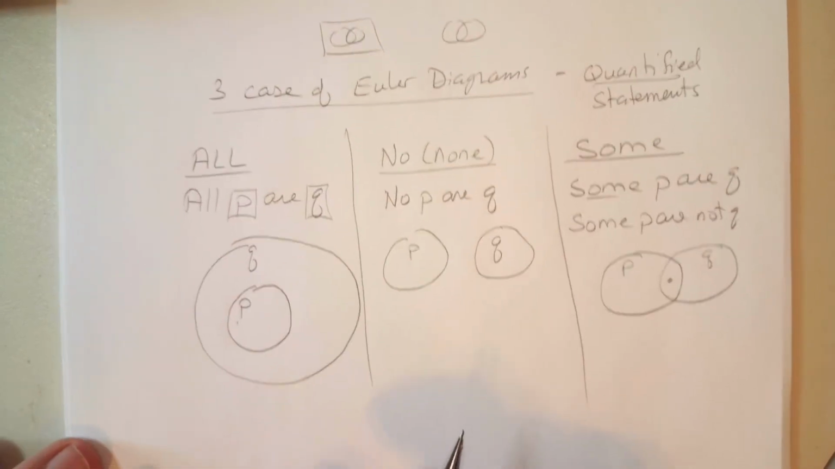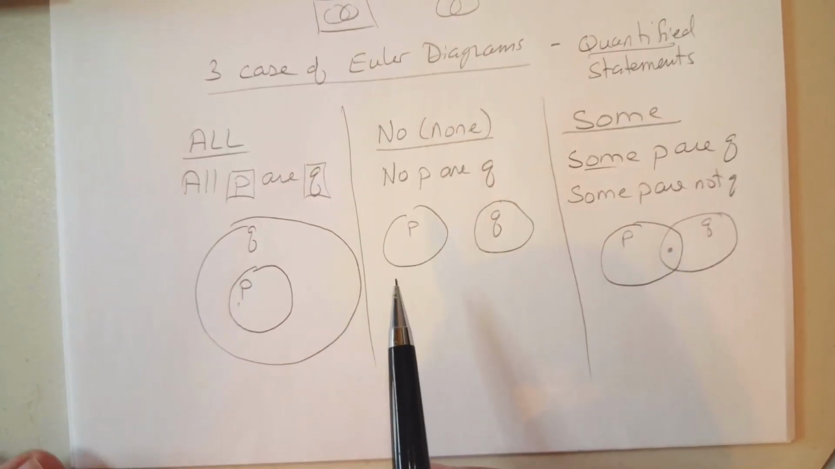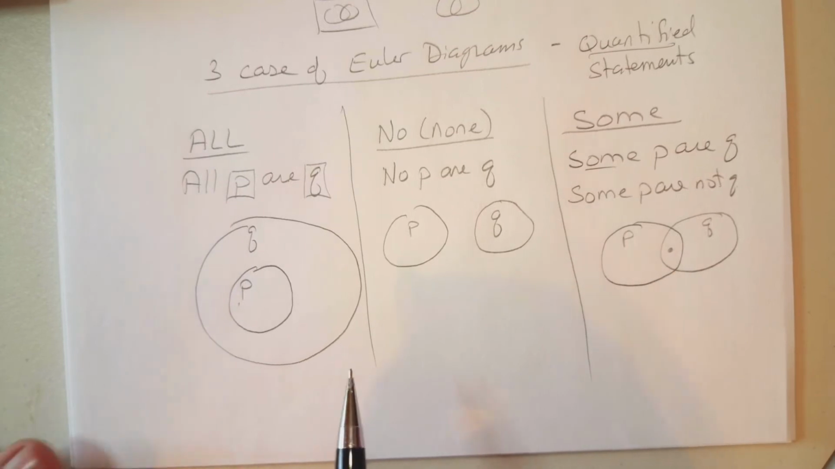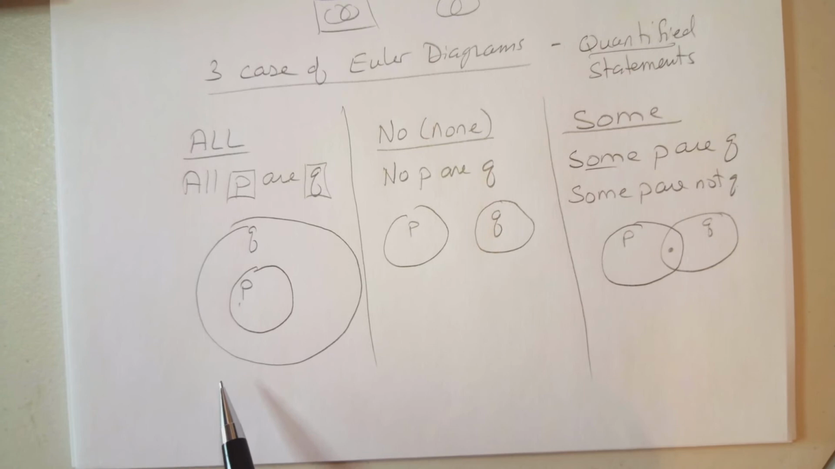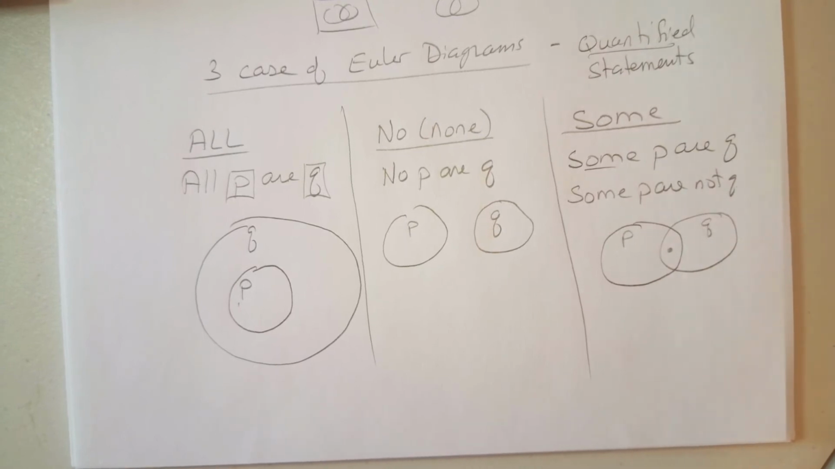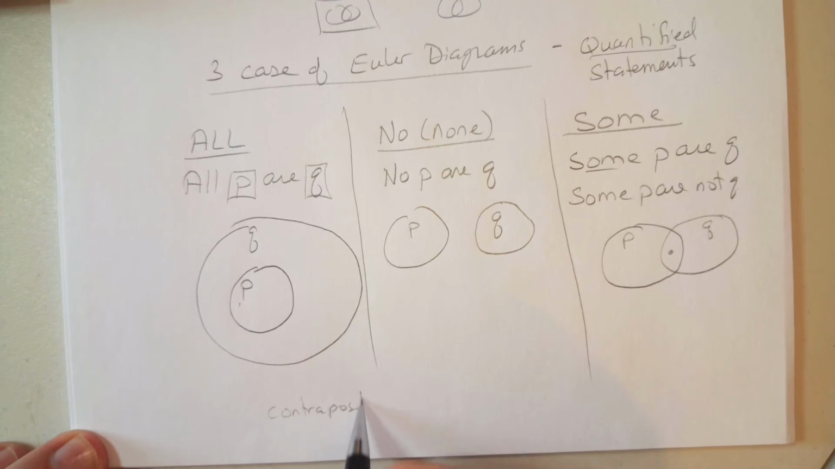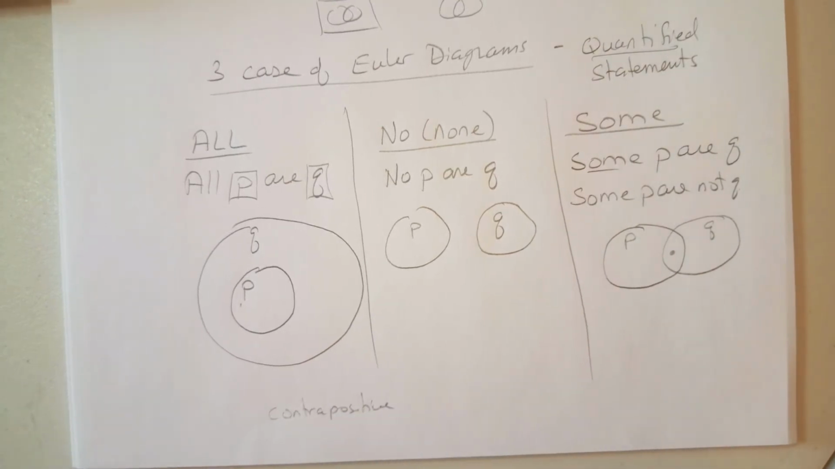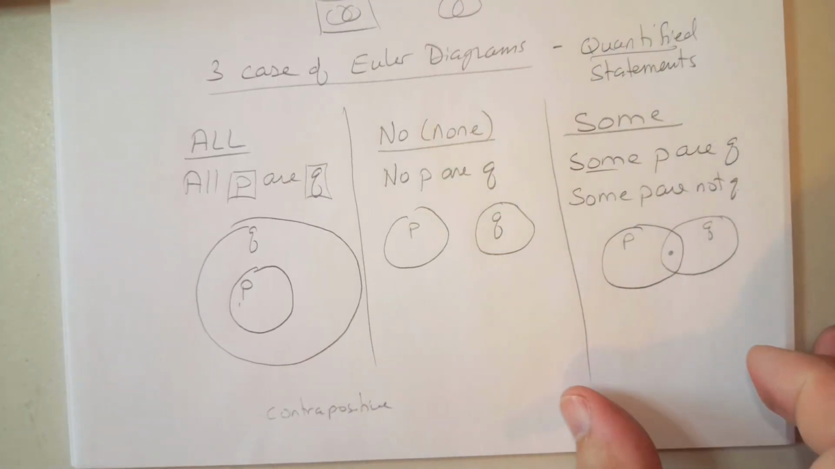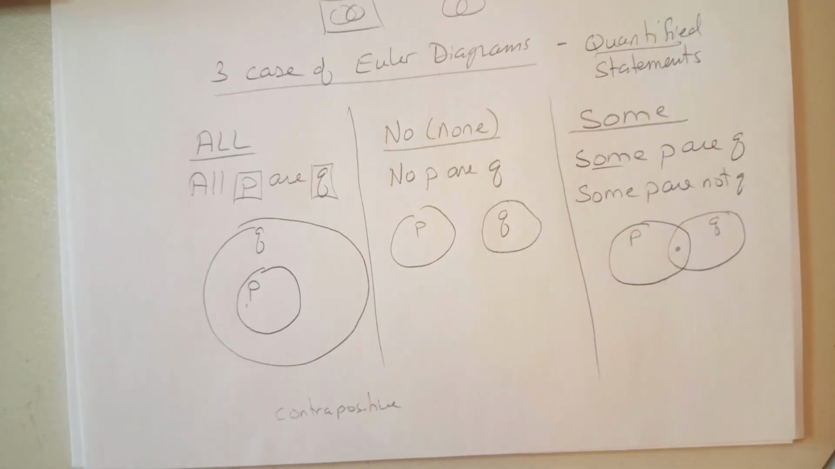Now, the way we use the Euler diagrams to test validity is that if you could design a diagram where at least one possibility exists where the conclusion is wrong, then it's invalid. It's called contrapositive. I mean, we would try to prove it wrong by showing you an example of something that's wrong.